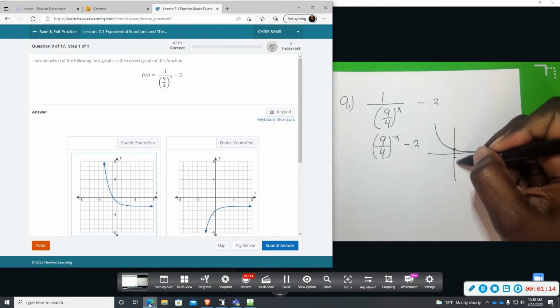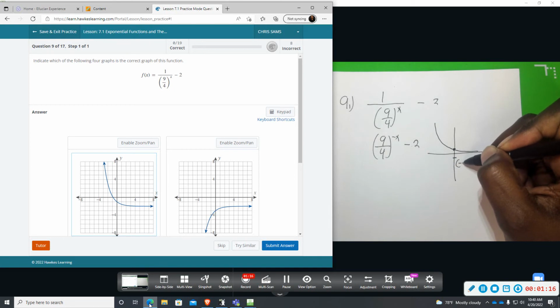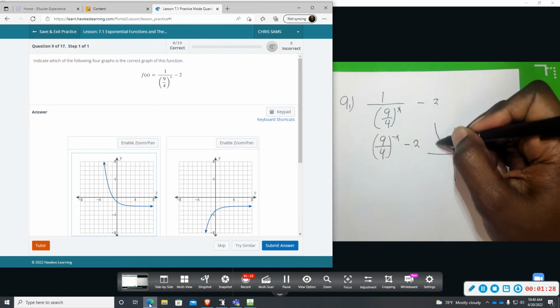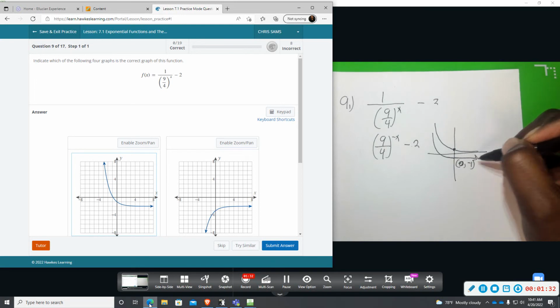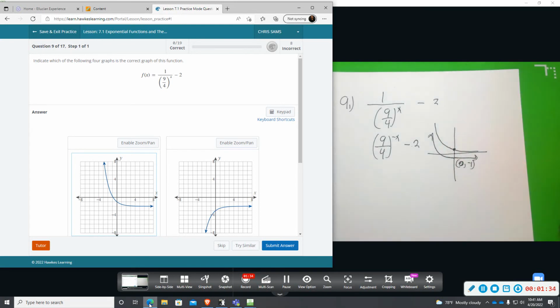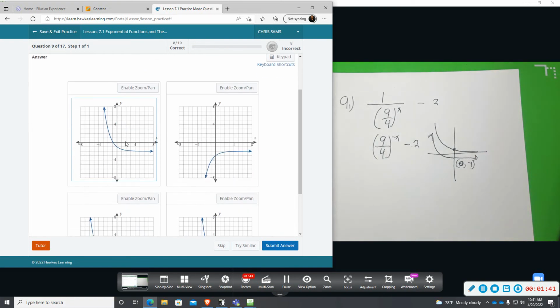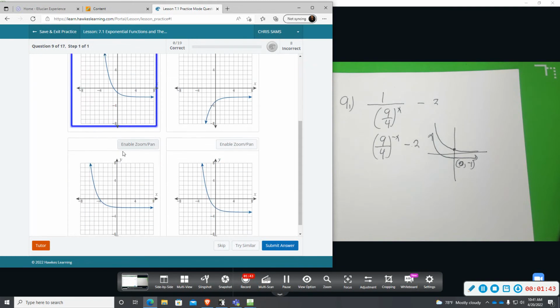So it's going to cross at, or sorry, 0, negative 1, because x is still 0, but now it's at negative 1 and not positive 1. So still the same shape, but just flattening out and crossing at negative 1. So that's the shape I'm going to look for. And this top left-hand corner looks good, and that's the only one that's going to cross what we need.